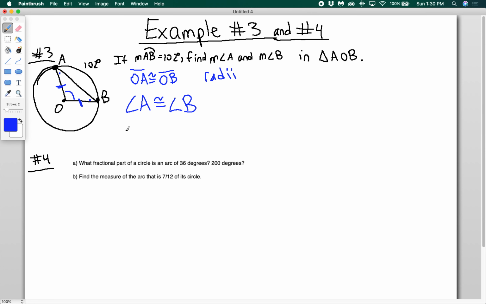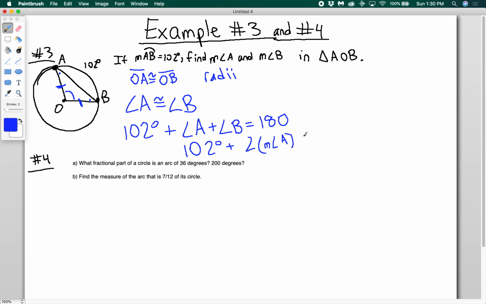So then I know that all the angles in a triangle add to 180, right? So 102 degrees plus angle A plus angle B equals 180. But I know angle A and angle B are the same, so I'm just going to do 102 degrees plus 2 times the measure of angle A equals 180, and then I'm going to solve this for angle A. When I do, I get that angle A is equal to 78 degrees, and that's also equal to angle B, because they are the same.